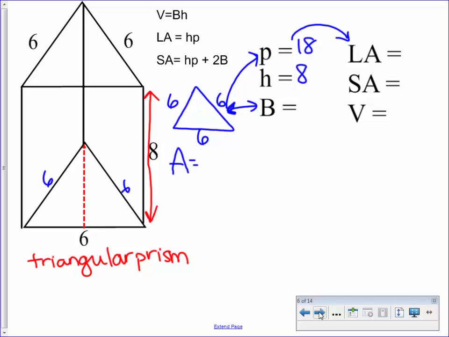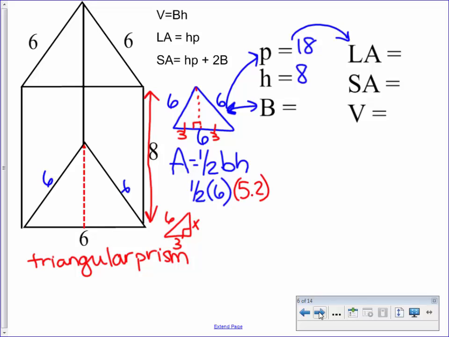And so remember, area is 1/2 base times height for a two-dimensional triangle. Well, we have the base, which is 6, but we have to find our height. So we need to drop the altitude, make our little smaller triangle, and cut that in half with 3 and 3. So remember, you're using the Pythagorean theorem. You have 6, 3, and x to find the height of your triangle. Once you do that, you should get the height to be about 5.2. I just rounded to the nearest tenth. So then our area, after doing 1/2 times 6 times 5.2, will be 15.6, or our big B.